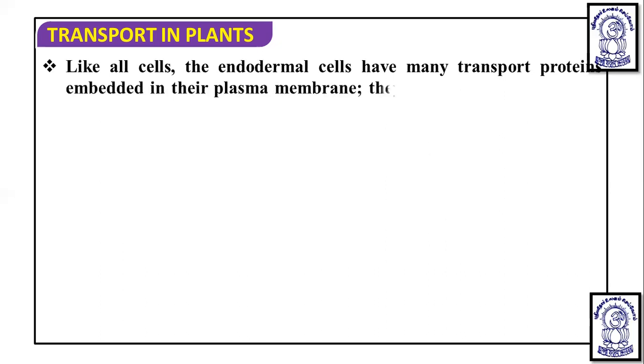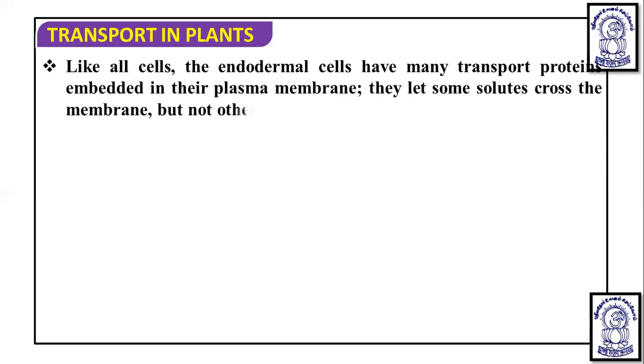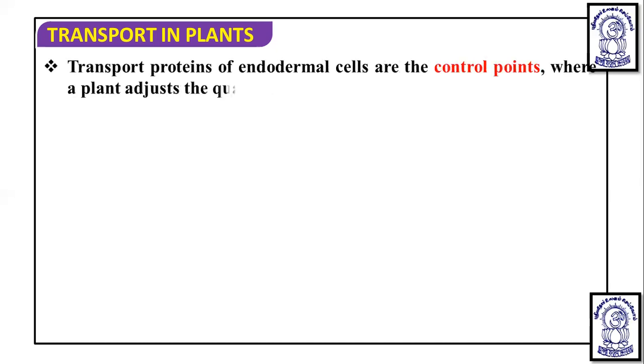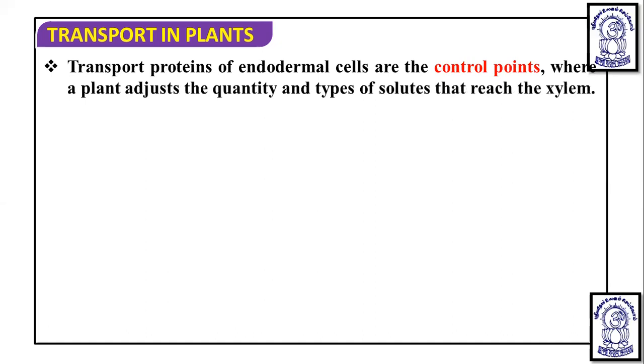Like all cells, the endodermal cells have transport proteins. Many transport proteins are embedded in their plasma membrane, and they let some solutes cross the membrane, but not others. So the endodermal membrane is acting selectively. The transport proteins present in endodermal cells are considered control points. Important point, you should remember this. They will ask the question from this most of the time, where the plant adjusts the quantity and the type of solutes that are going to reach the xylem.